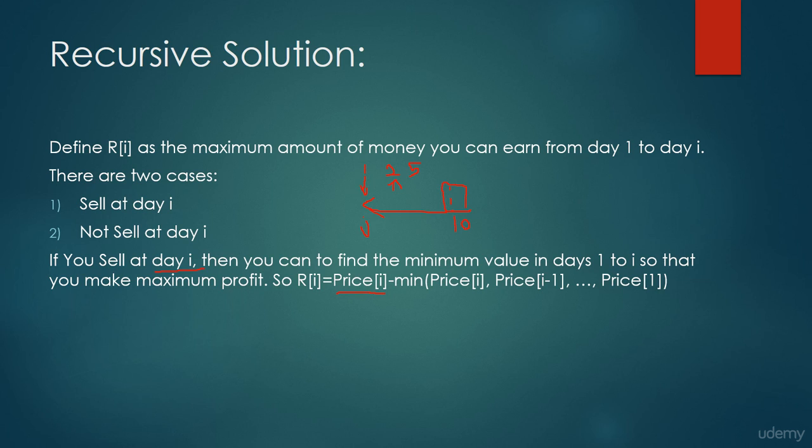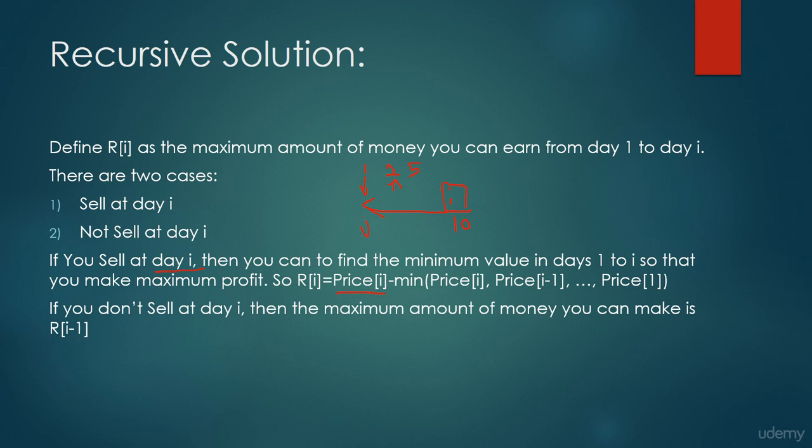So if I do sell at day i, then I make the profit R(i) equal to price(i), the price today, minus the minimum price in the previous days that have passed. Now what about if I don't sell at day i?